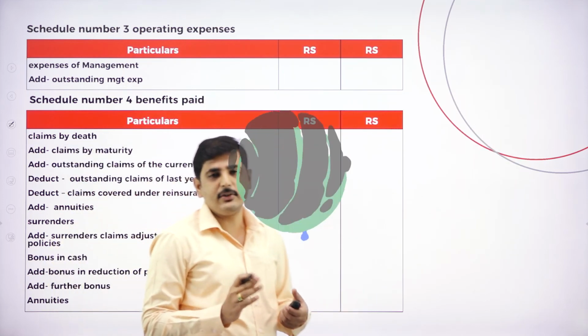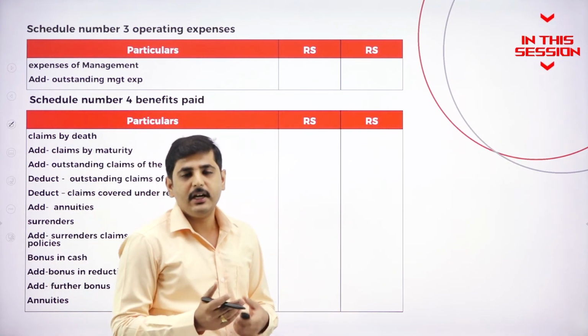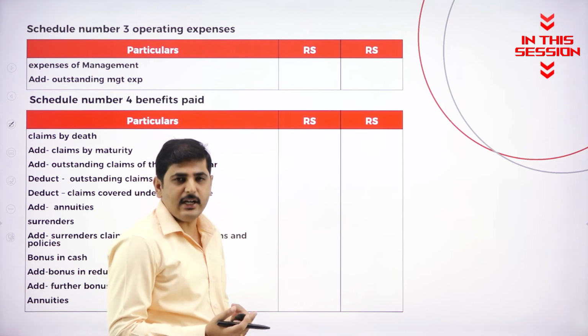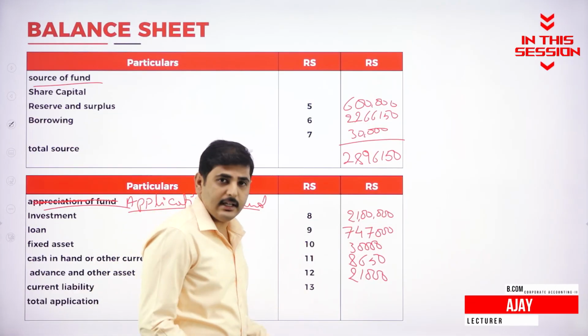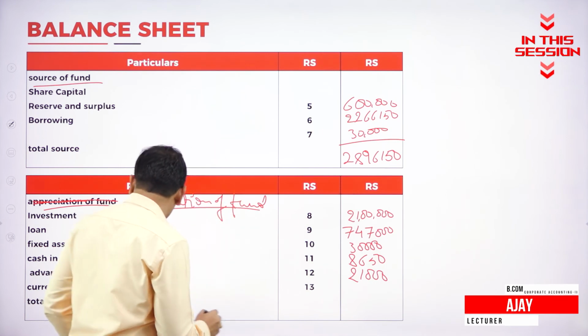What are the operating expenses you get? It may be management expenses. It may be other types of expenses you'll get. Usually you'll get management expenses in the question. Keep this in mind. Schedule number 13, current liability should be deducted. It is a negative balance.